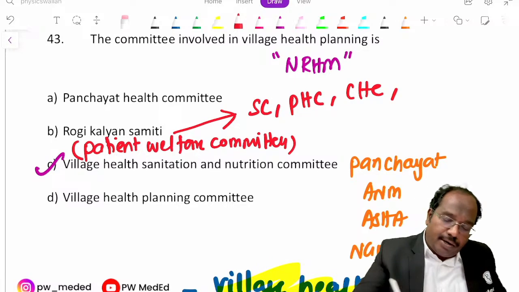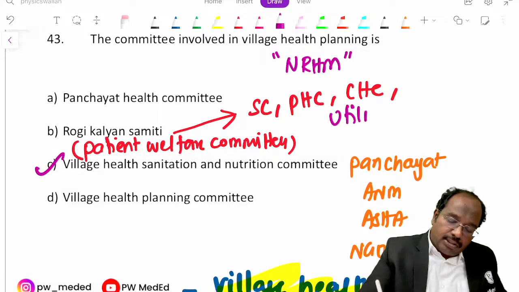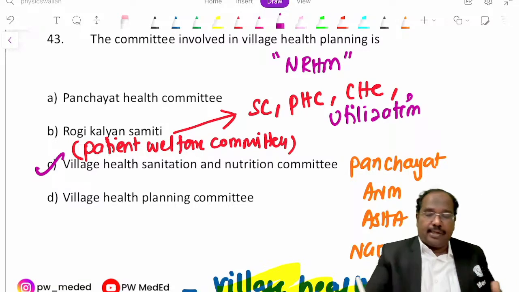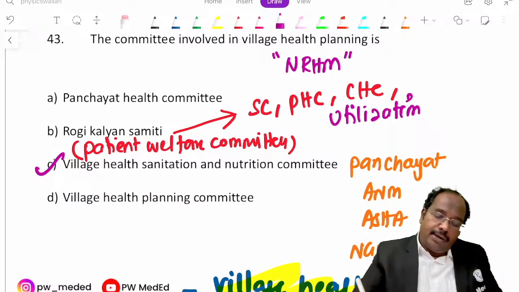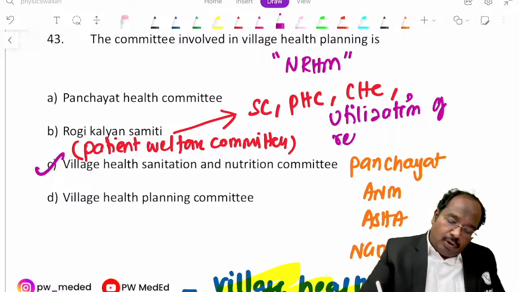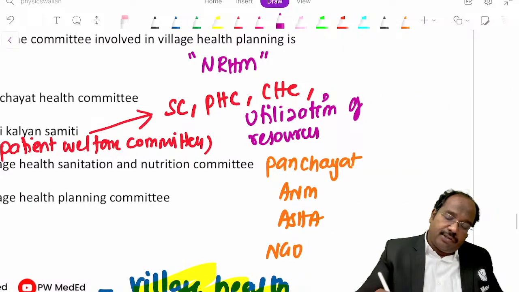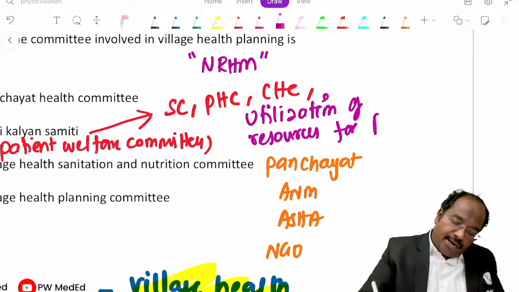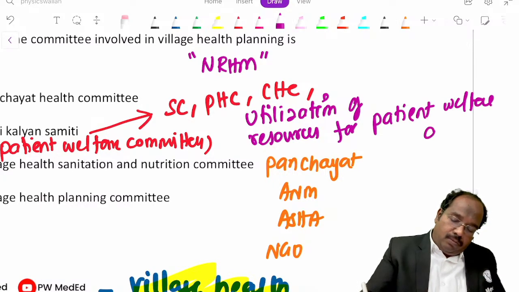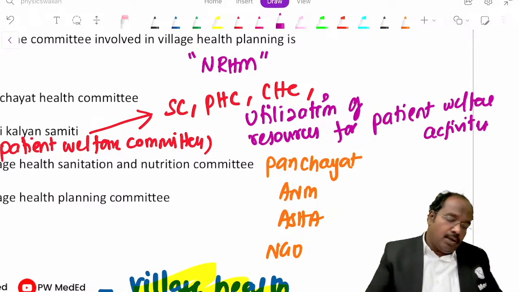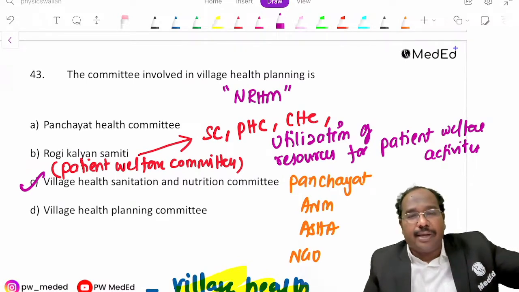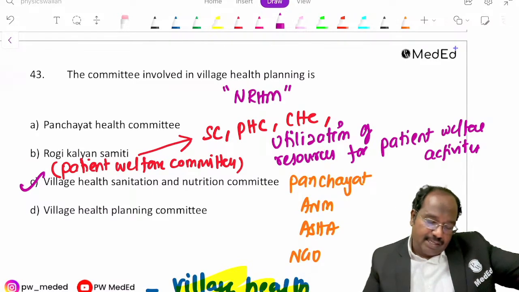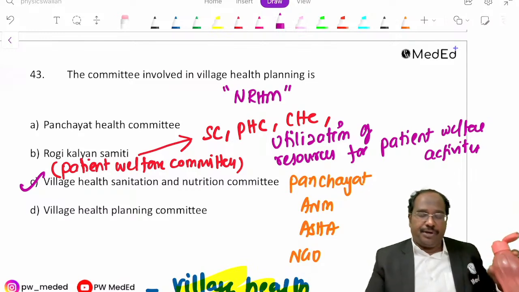This committee is involved in utilization of resources. Suppose money is entitled for a subcenter, there will be members for it; for the PHC, separate members will be there. So they handle utilization of resources, money that is coming, for patient welfare activities. These are the points we should know regarding Rogi Kalyan Samiti as well as the Village Health Sanitation and Nutrition Committee.